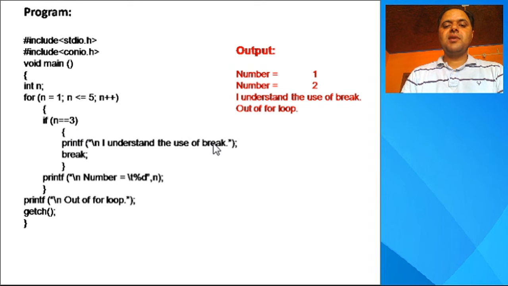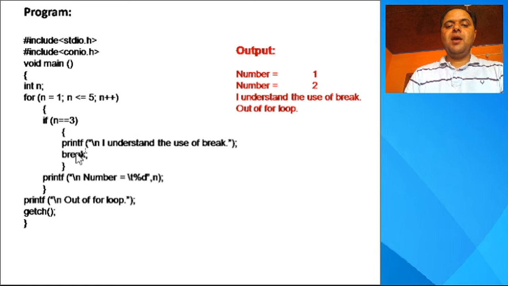So I understand the use of break. So this got printed here. In break, it will put control out of the loop. So our control will be here, out of the loop. Out of the loop got printed. So this is how break works.